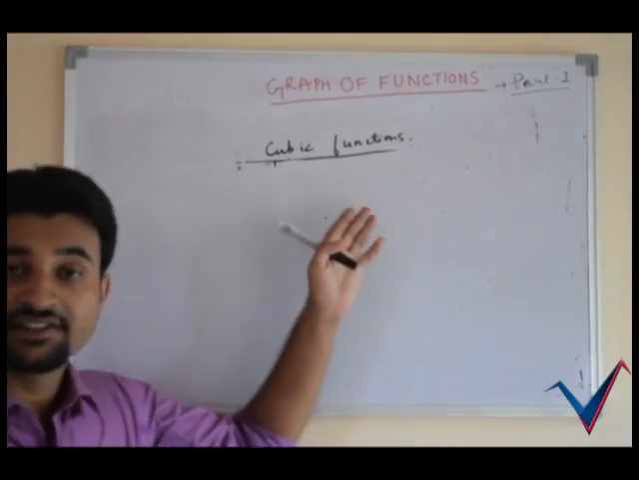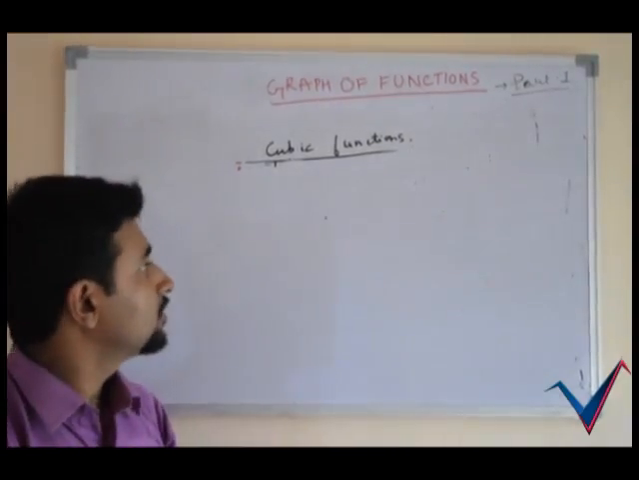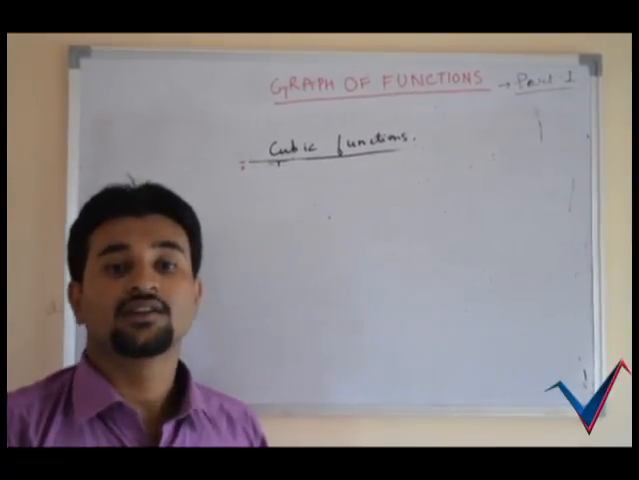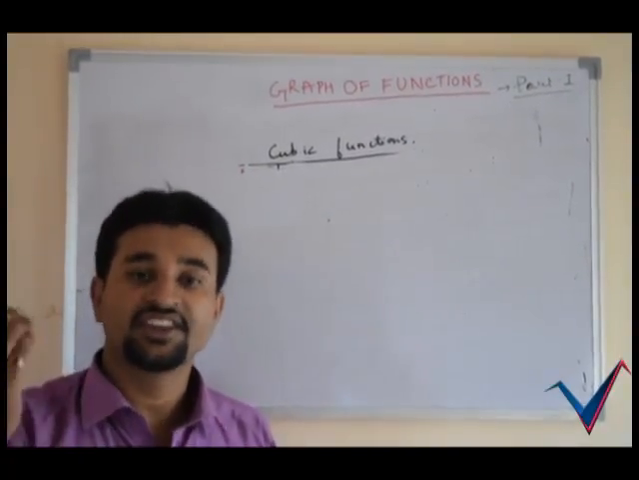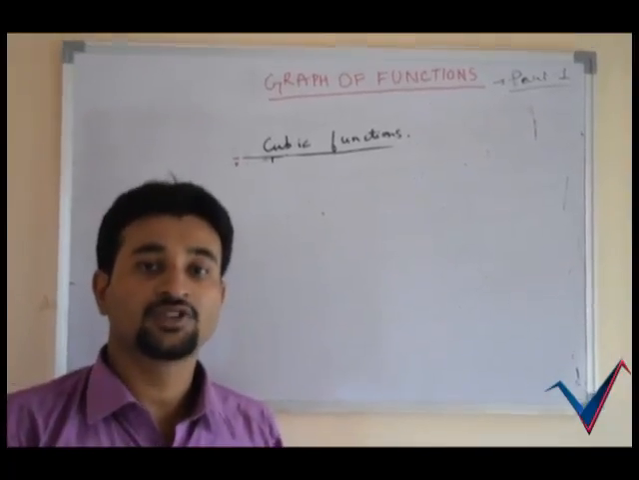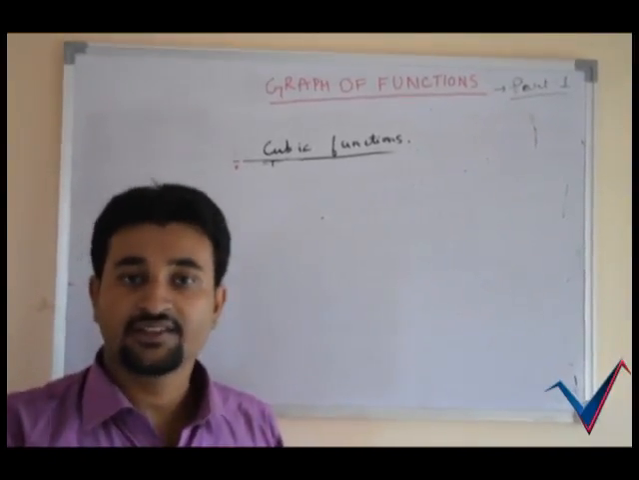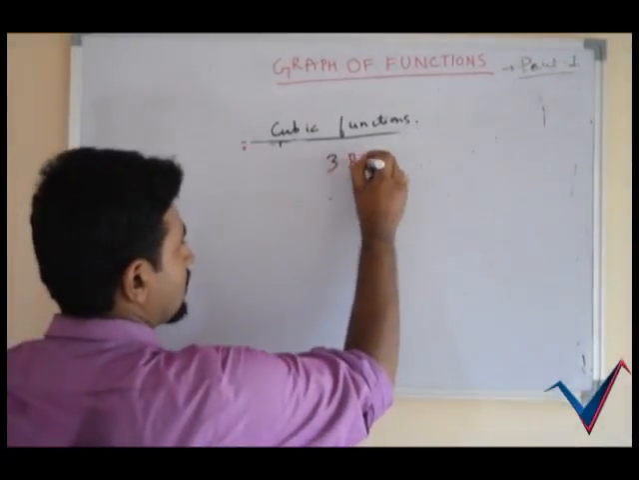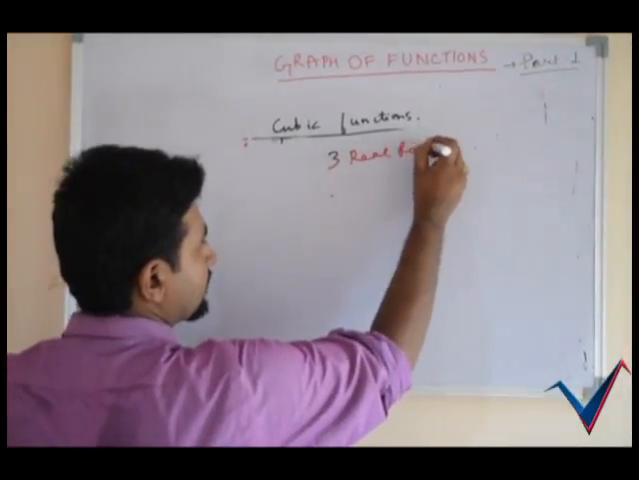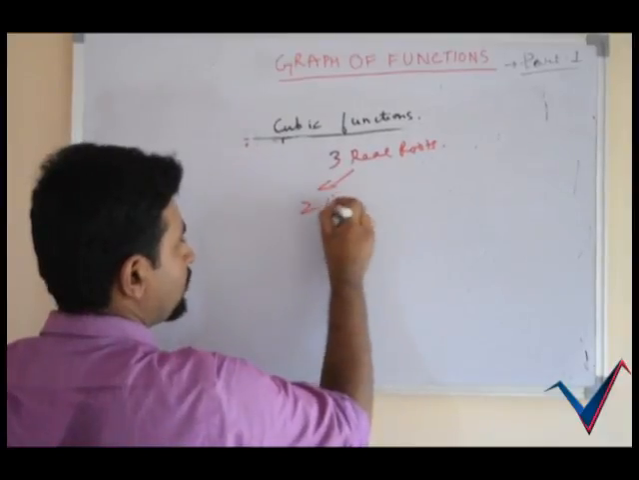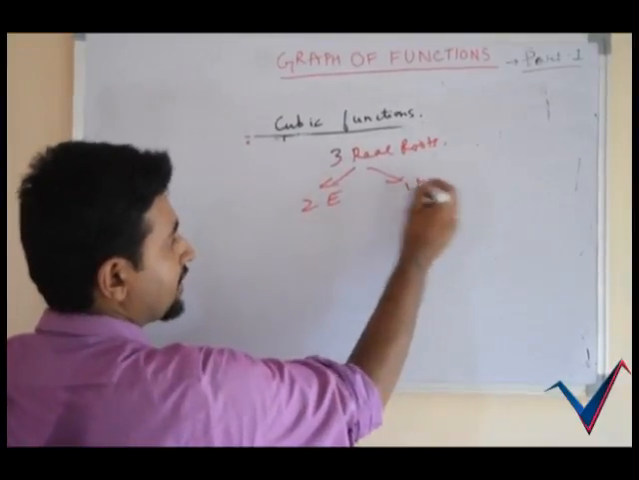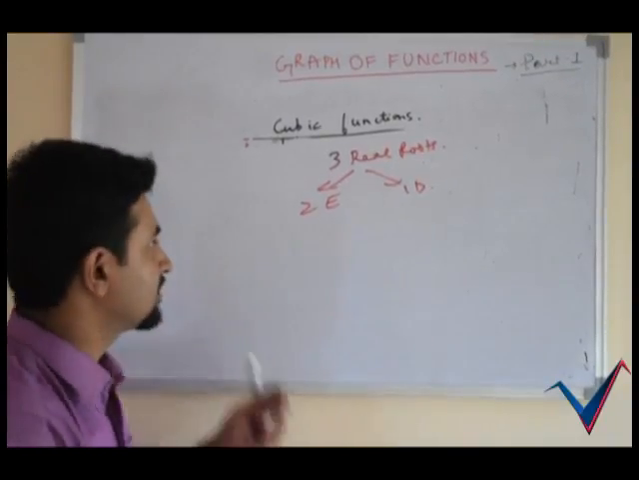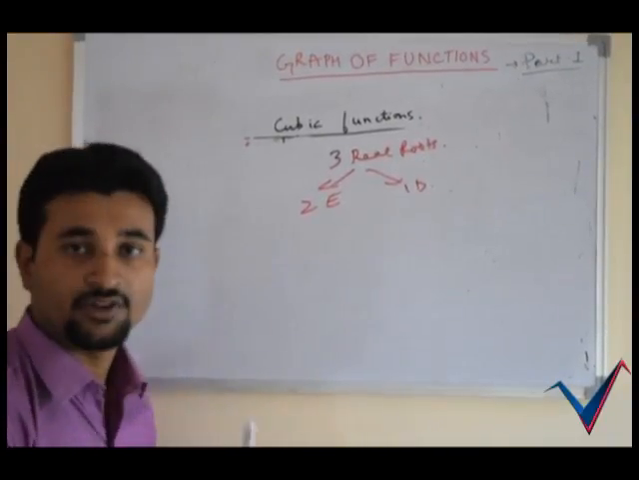So in this lecture we will see how to draw the graph of a cubic function when two roots are the same. I mean you have all three roots, the values of two roots are equal and one root is distinct. Three real roots, two equal and one distinct. I won't go into much detail here, just a brief of how to draw the graph of such functions.